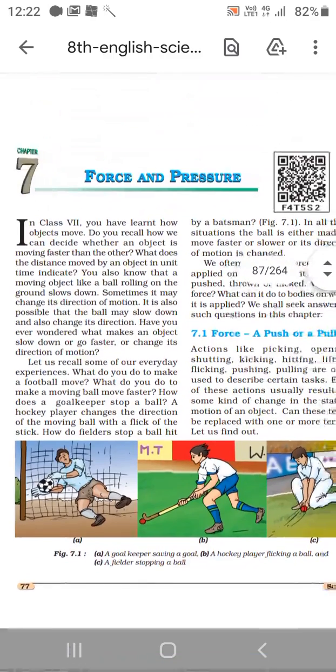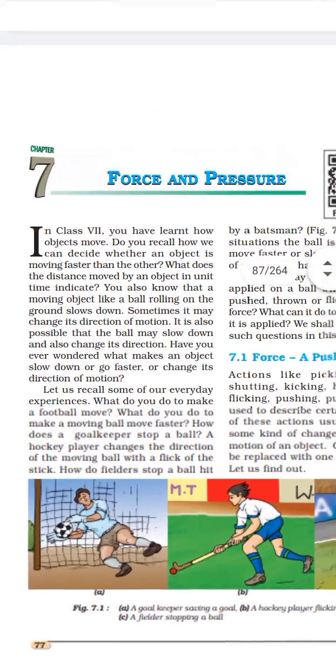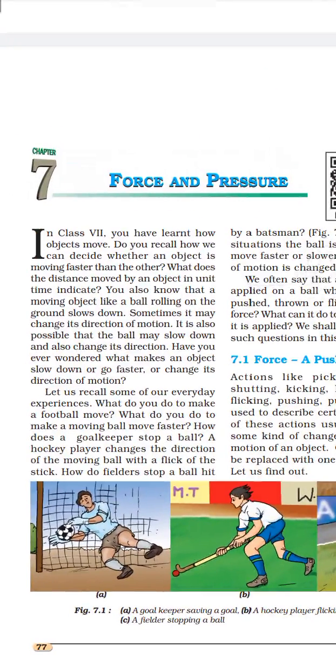Good morning, students. Today we'll start a new chapter, Force and Pressure. In class 7th, you learned how objects move. Do you recall how you can decide whether an object is moving faster than another? What does the distance moved by an object in unit time indicate? That is speed. Last time we learned about speed, velocity, and other things.